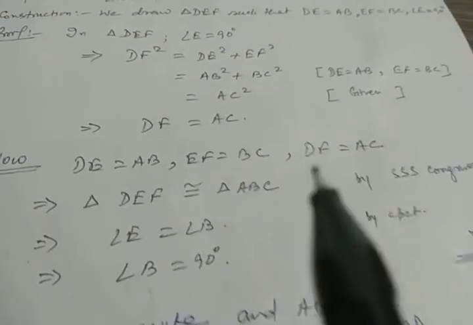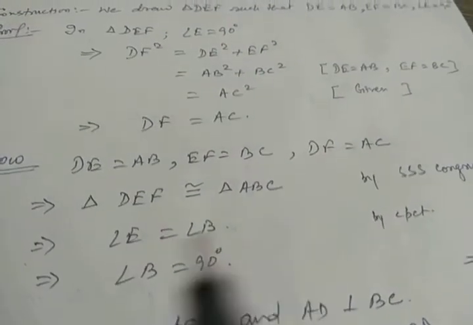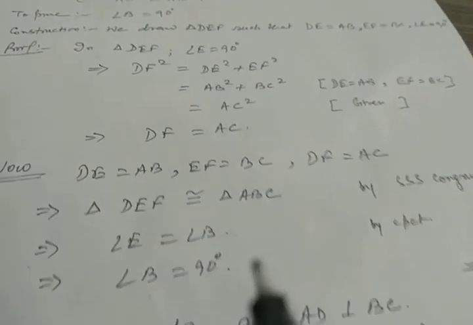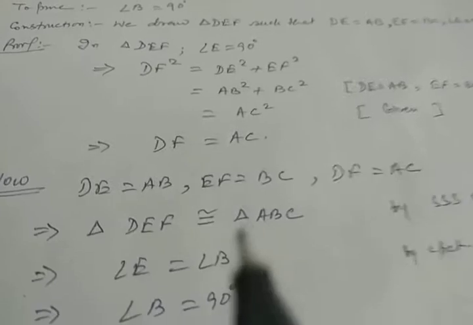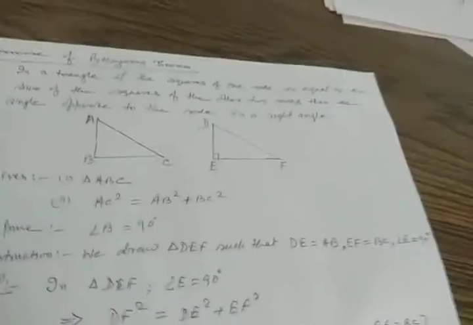And if they are congruent, then angle E will be equal to angle B. But E is already 90, so angle B will be 90 degrees. Clear? So students, you must learn the Pythagoras theorem as well as the converse of Pythagoras theorem and its statements also, so that you can judge which one is asked in your question paper.